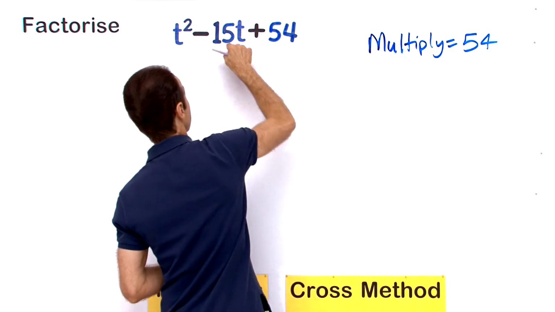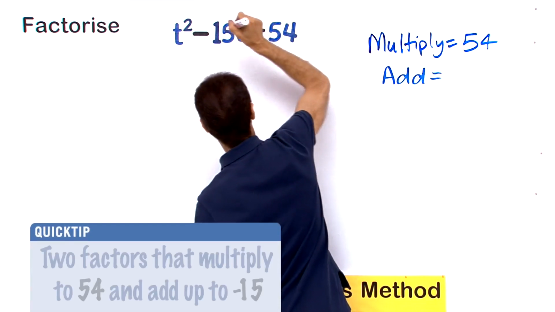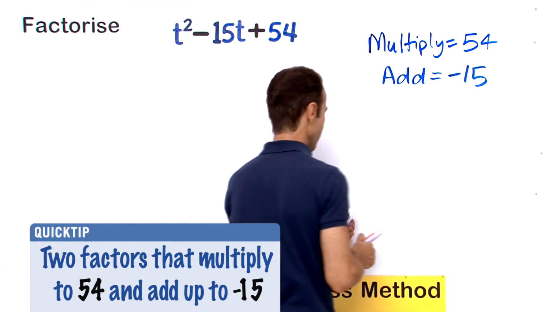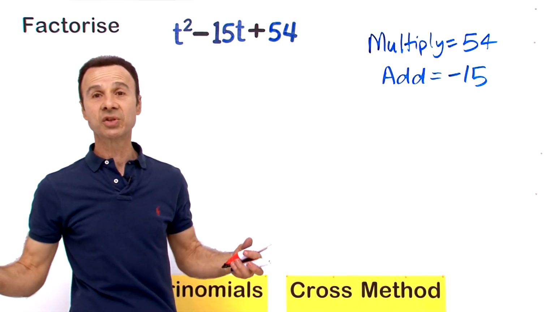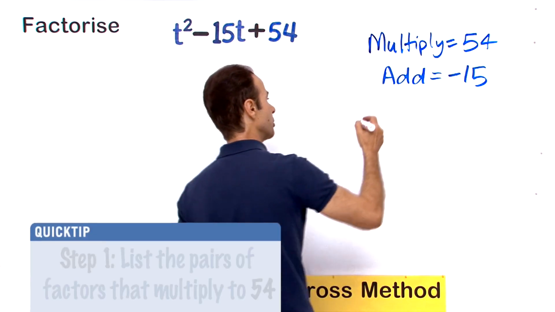And the second step is to find two numbers that add together to give us a grand total of negative, notice that minus, negative 15. So what are these two numbers going to be? All we have to do is list all the factors that give us 54. So in order to get 54, what two numbers give us 54?